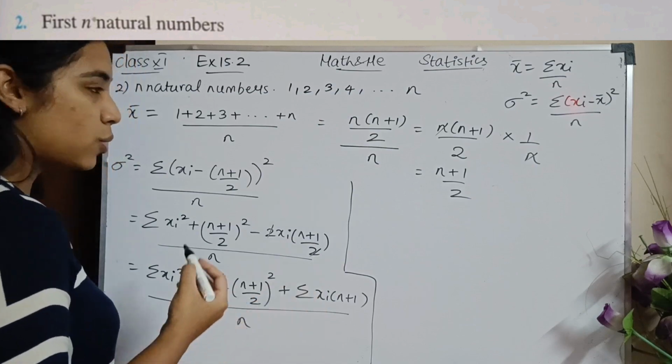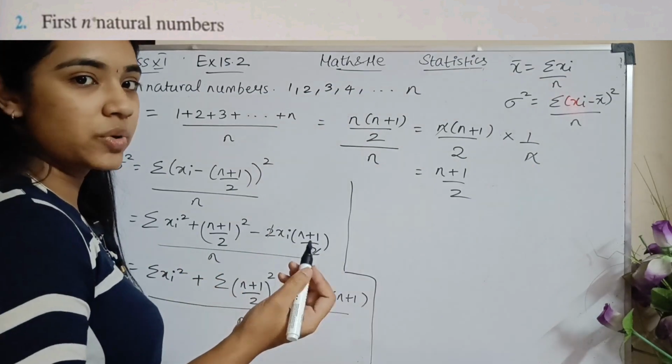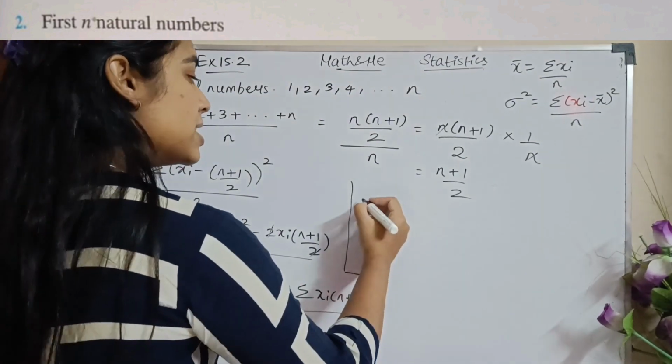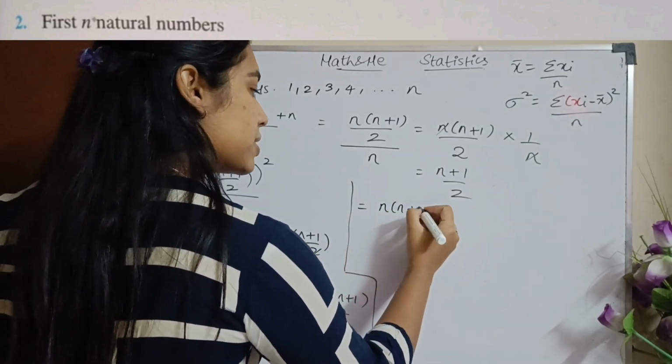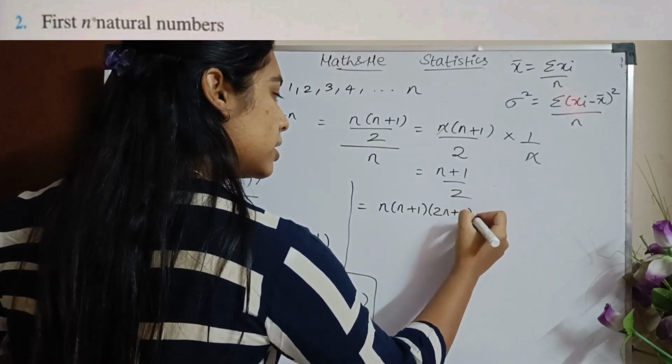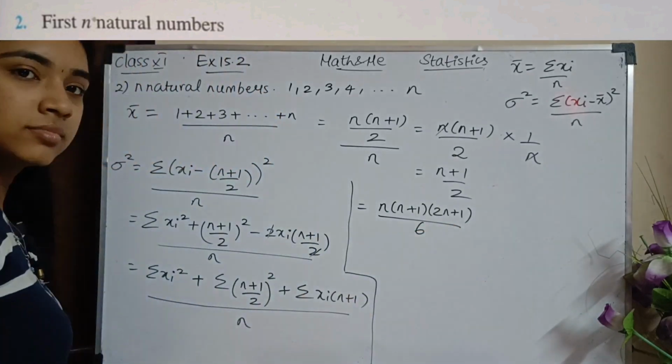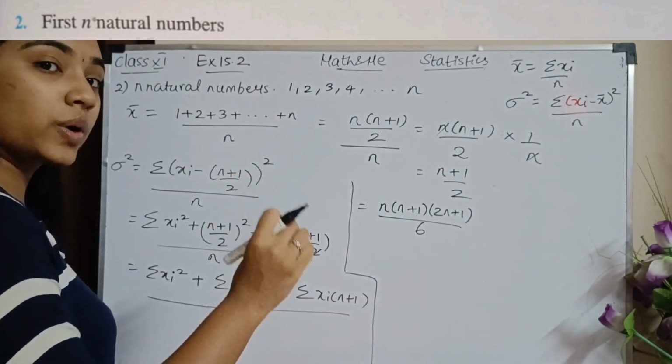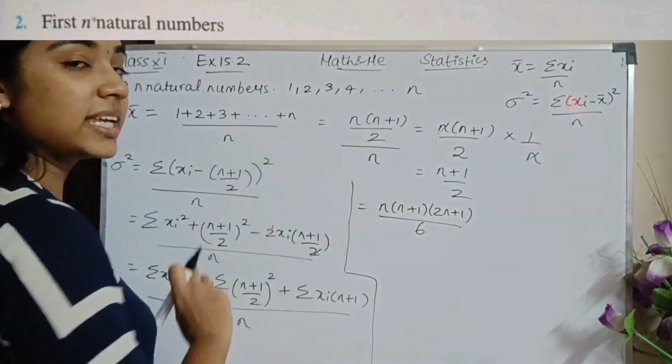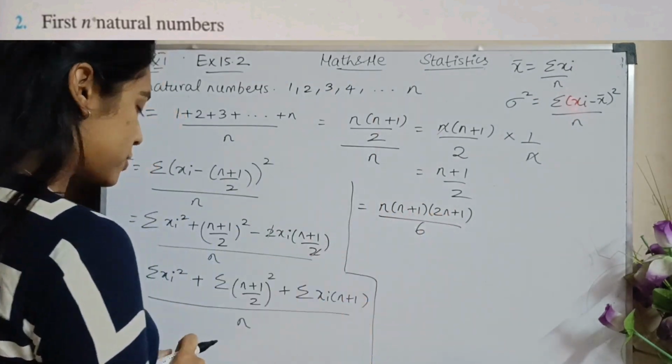So what is the sum of 1 square plus 2 square plus 3 square? You have learned this also in sequences and series. So it will be n into n plus 1 into 2n plus 1 divided by 6. Okay, so this is the sum of the squares of the natural numbers until n. So n into n plus 1 into 2n plus 1 divided by 6.